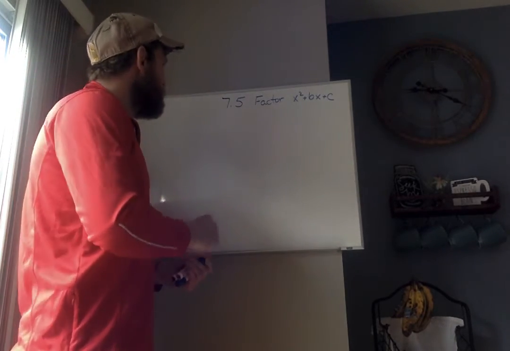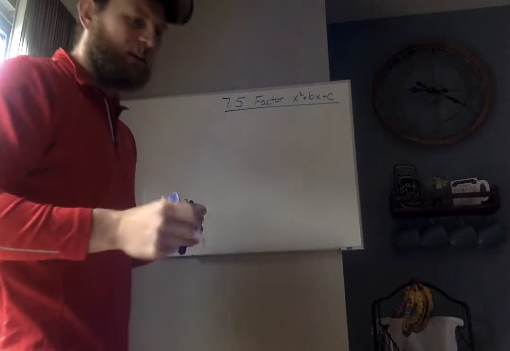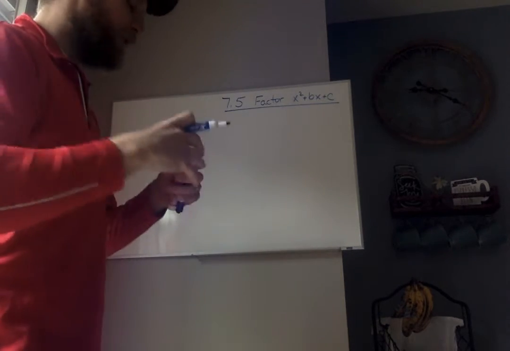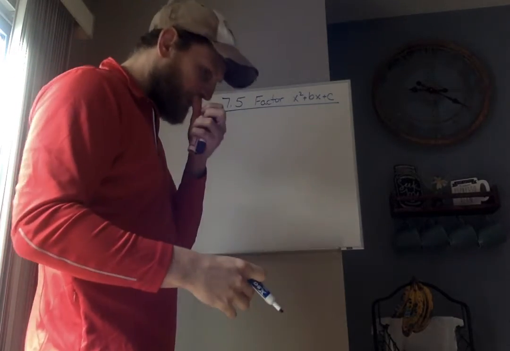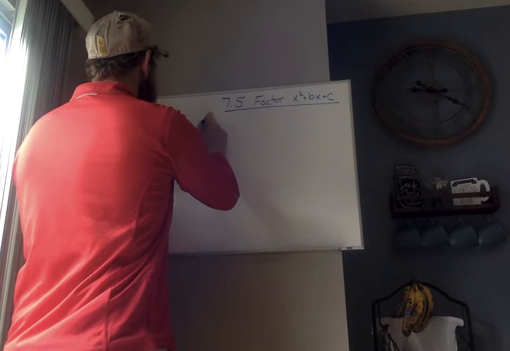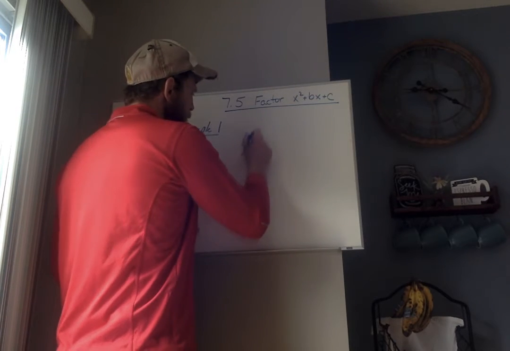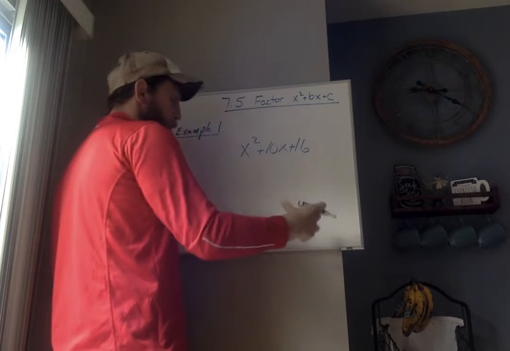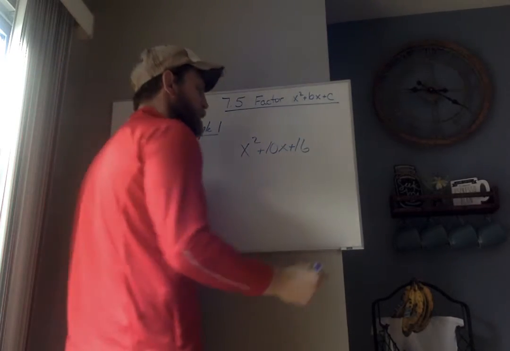All right, so today we're going to go over 7.5, factor x squared plus bx plus c. So, what does this mean? We are going to try and separate this into two separate parts. So let's look at example 1. Example 1 says x squared plus 10x plus 16. So we're going to try and break this apart into two things so that when I multiply, I get that. So the reverse of what we've been doing.